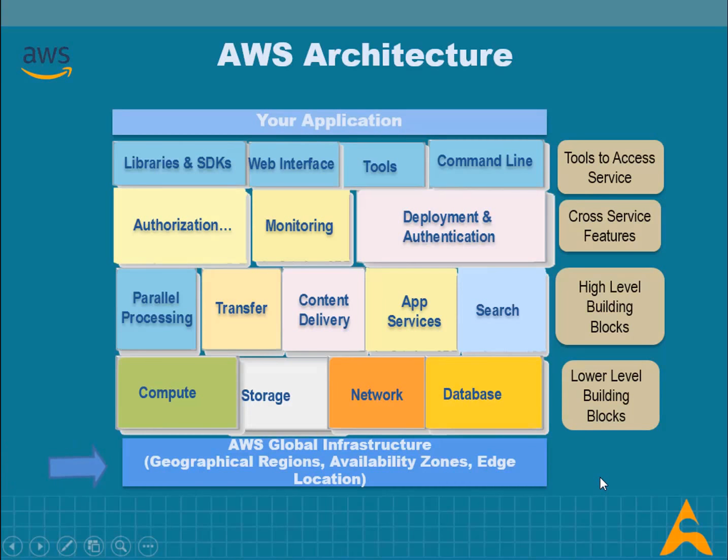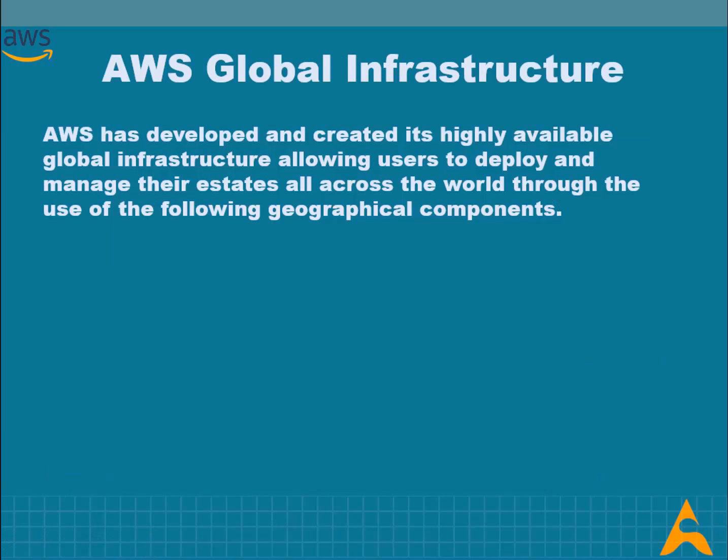Starting with AWS global infrastructure, AWS has created a highly available global infrastructure, allowing users to deploy and manage their estates all across the world through the use of the following geographical components. The components are regions, availability zones, and edge locations. So what are regions? Regions are basically geographic locations that Amazon has selected to run and operate its cloud services from. There are currently 16 different regions spanning across the globe at key locations.